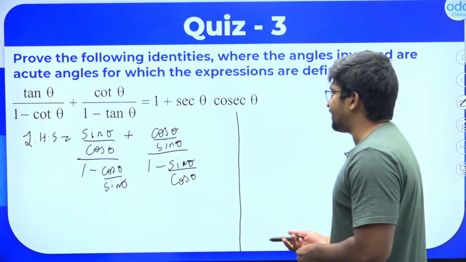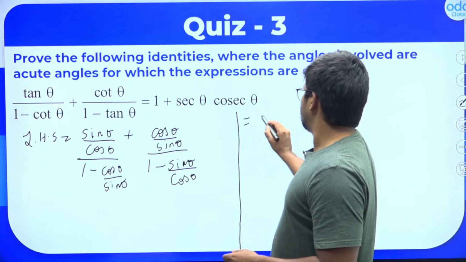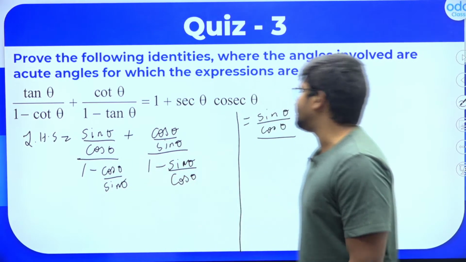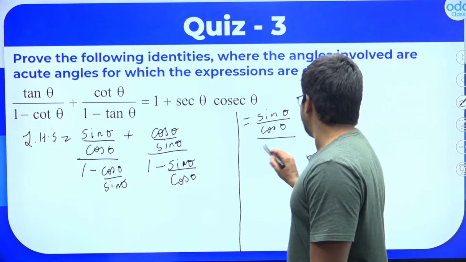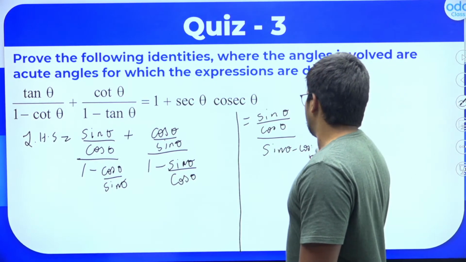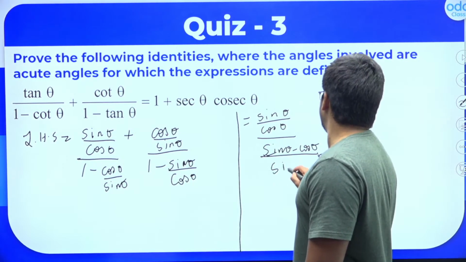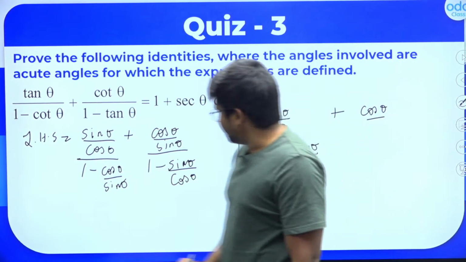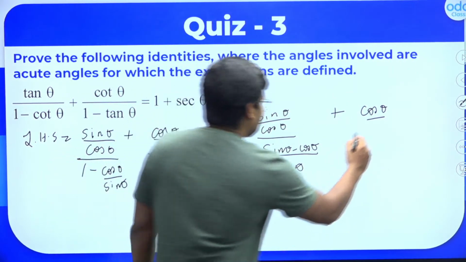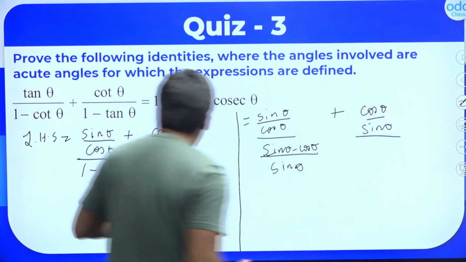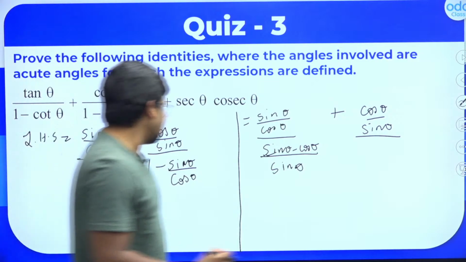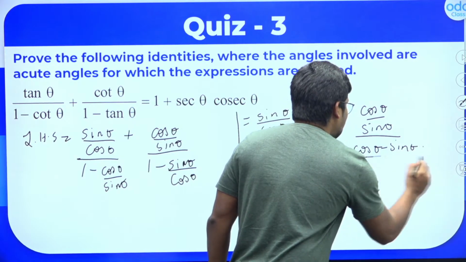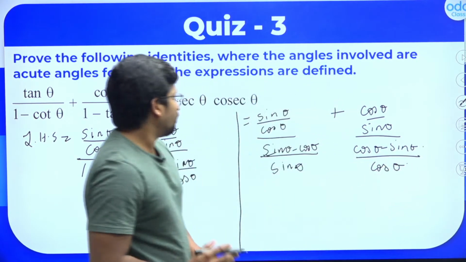Now let's take the LCM. So this is equal to sin theta by cos theta whole divided by, here you are taking LCM, 1 minus cos theta by sin theta is sin theta minus cos theta whole divided by sin theta. You will get it like this. Plus again cos theta by sin theta. Here what we are having? Here you are having cos theta by sin theta whole divided by, again 1 minus sin theta by cos theta. You are taking LCM, it will become cos theta minus sin theta whole divided by cos theta. Correct? You will get this much.